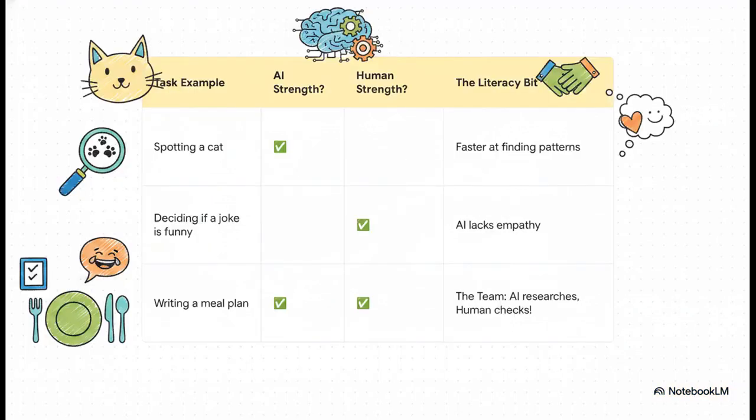A fantastic resource here is the AI versus Human Sorting Challenge. It's another hands-on activity where you give students different tasks, like spotting a cat in 10,000 photos, and they have to decide, is this a job for AI, a human, or a team? It really drives home the idea that AI is a tool, not a replacement for us.